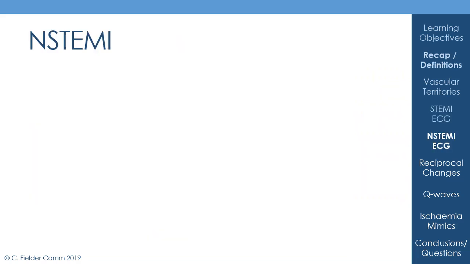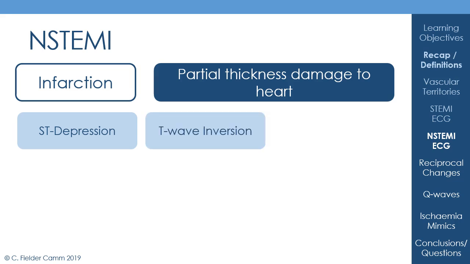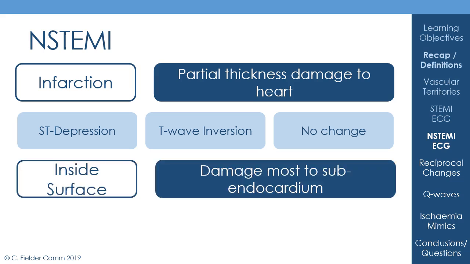So we've talked a bit about STEMI, and now we're going on to talk about NSTEMIs, non-STEMIs. Remember that stands for non-ST elevation myocardial infarction. And really, I want to talk about the ECG findings for NSTEMIs. In this case, it's a partial thickness infarct of the heart, and as I said before, that tends to be subendocardial, so the deepest part of the heart muscle. The findings you can have include ST depression, T wave inversion, or no change at all. Really, the only change you can't have is ST elevation, because that would make it a STEMI.